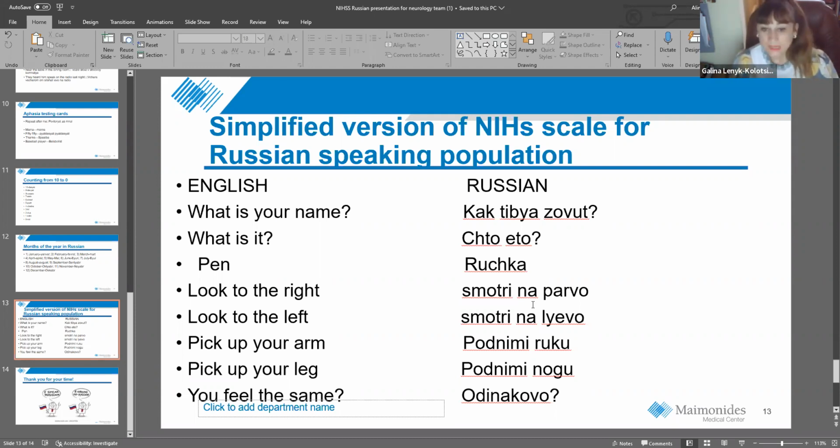Ручка. If you say look to the right, you say смотри направо. Смотри направо, okay. Oh, I made a mistake. I said смотри направо. It should be направо, P-R-A-V-O. I'm so sorry. So look to the right, смотри направо. Look to the left, смотри налево. Смотри налево. You're like a typical electronic translator. Смотри налево.